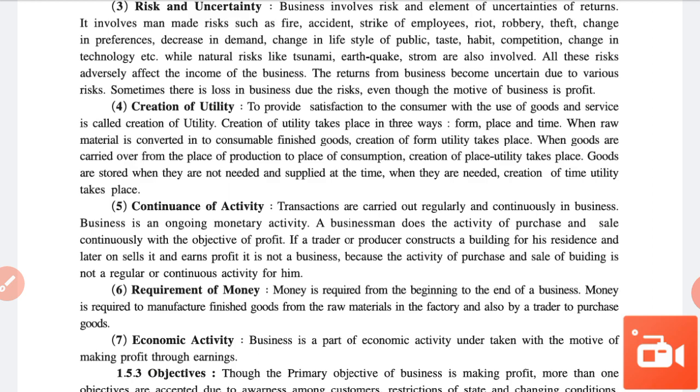Then the fifth characteristic, continuance of activity. Exactly.